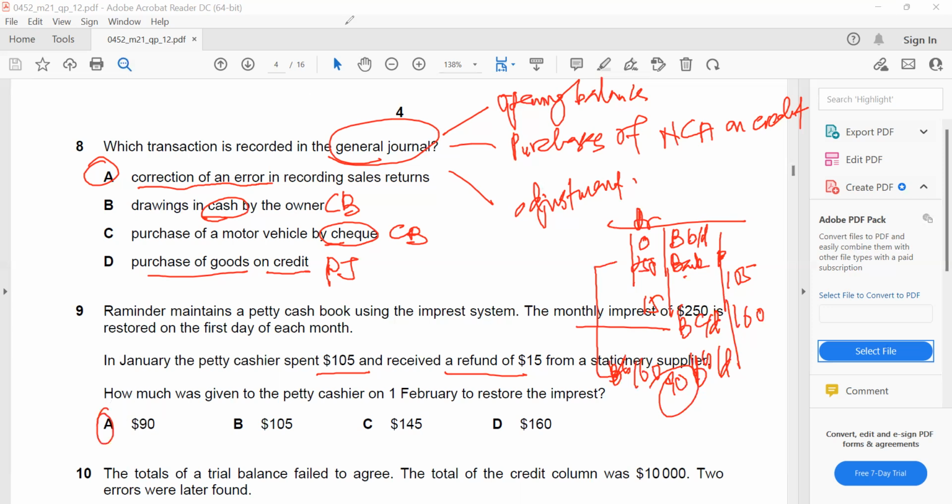Another way is the quick way to do it. You don't need to go through this amount. We take this amount minus this amount, which also gives $90. So there are two ways to do the reimbursement calculation. Okay, now let's move on to the next question.